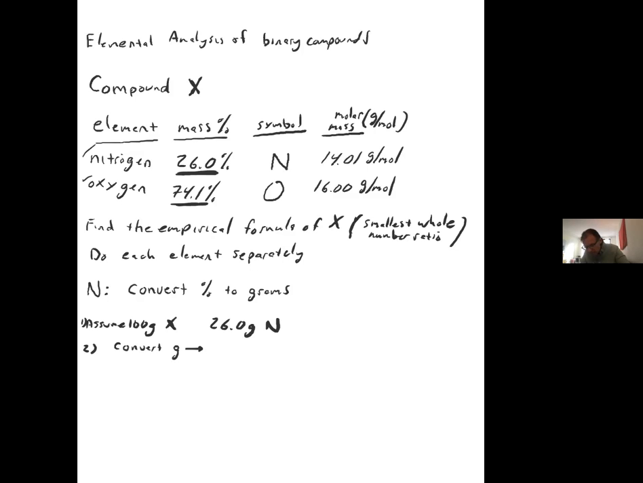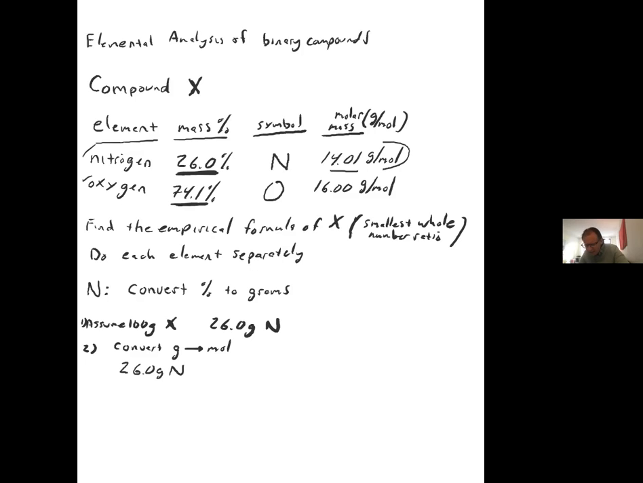grams to moles. Okay, now we did that last week. Luckily, we had a weekend to mull it over and work on problems. Converting grams to moles is something we covered in the previous section. It's a very standard type of calculation. So here's how we go about it. We take the mass that we have, 26.0 grams of nitrogen, and we use the molar mass.